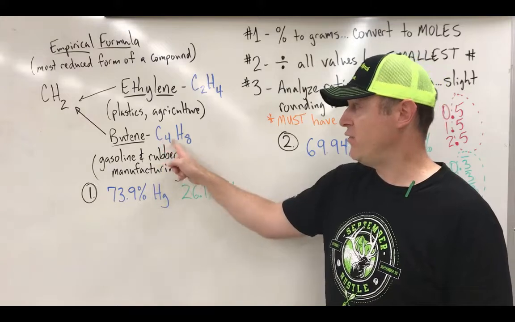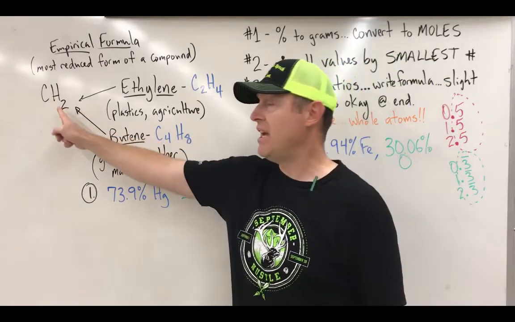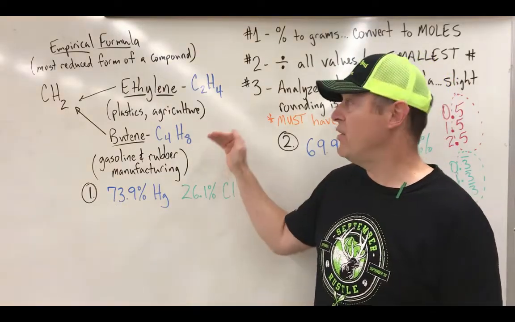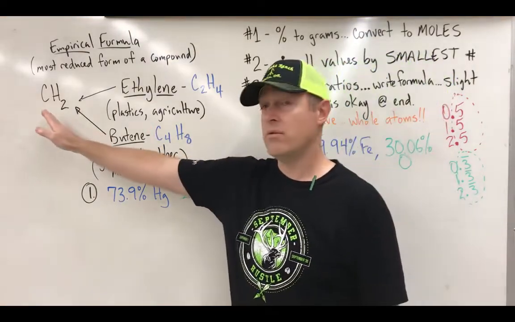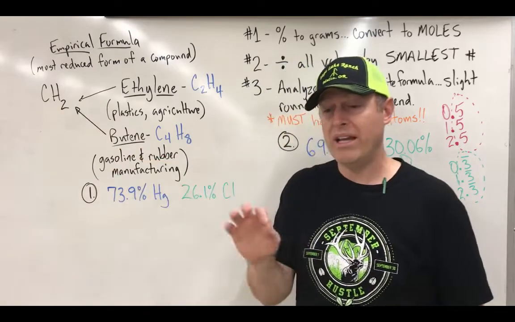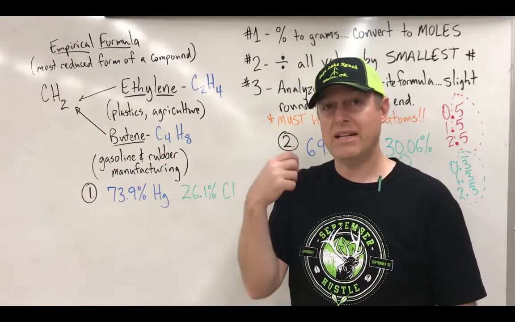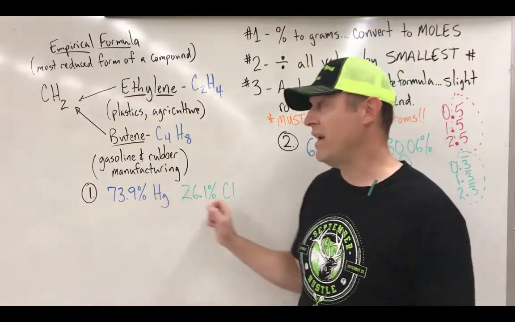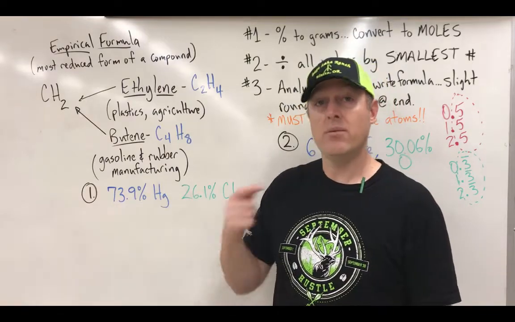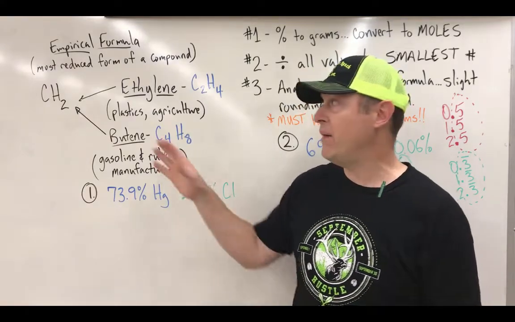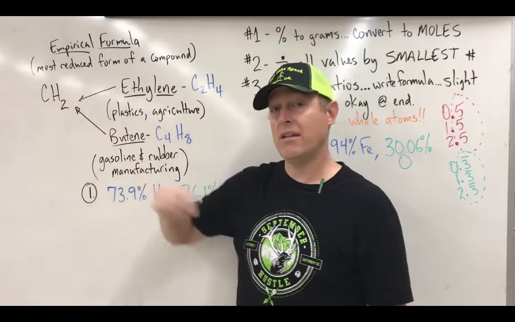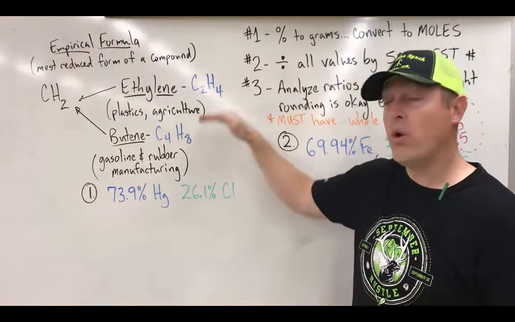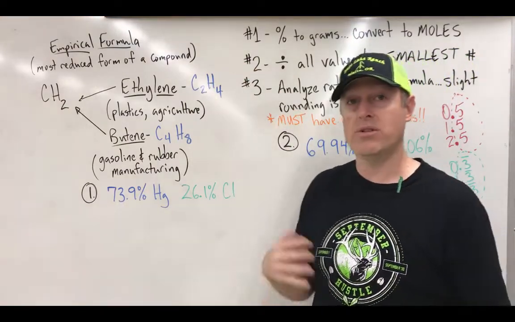So butene is C4H8, it would reduce to CH2. And this is used in gasoline and rubber manufacturing. But anyway, these compounds, in their simplest form, when we might get measurements from a lab or collect data from, let's say, the air, for example, we might get the percentage breakdown of different elements that show up, and that might tell us its empirical formula, and then later on we're going to see that we can use that to get to which form of that compound we're talking about.